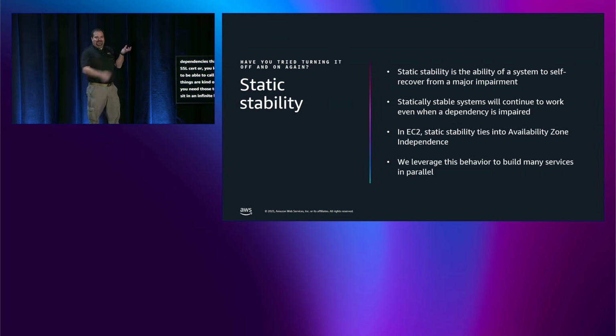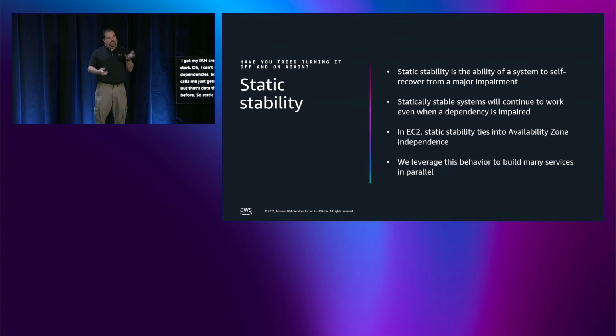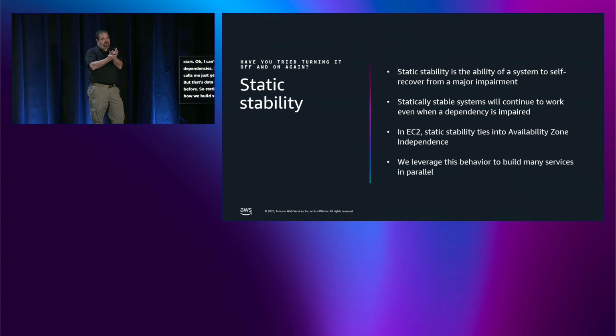Oh, I can start. I got my IAM creds, my cert, so I'll start. Oh, I can't talk to any of my dependencies, so everybody who calls me just gets an error. But that's data that I didn't have before. So static stability starts in how we build software, in that our services continually try to activate themselves no matter what. And they'll start with a minimal dependency footprint, and then respond based on, hey, when you make an API call to me, if I can't talk to my dependency, I'll return you an error. But when my dependency comes online, the next time you make an API call, you get a 200.